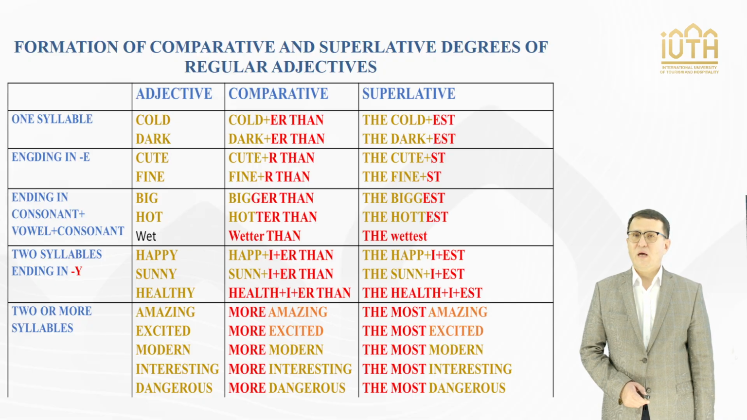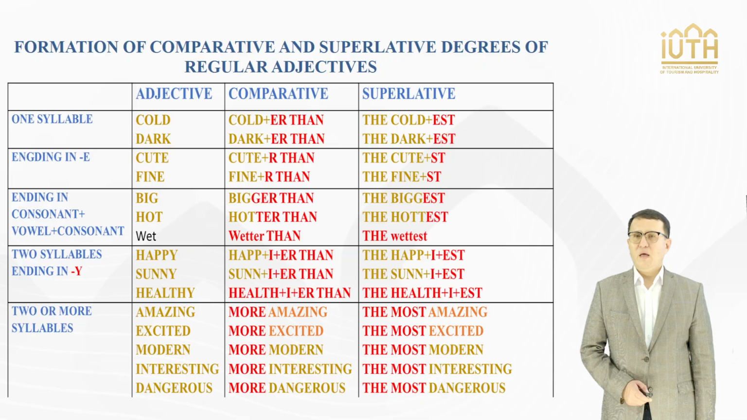The one-syllable adjectives add er for comparative and est for superlative. For example, small, smaller, the smallest. Tall, taller, the tallest. Fast, faster, the fastest. John is taller than Mary, and Tom is the tallest boy in the class.